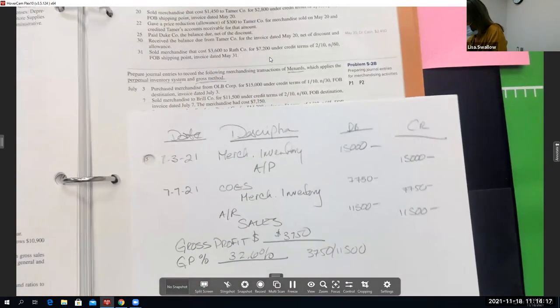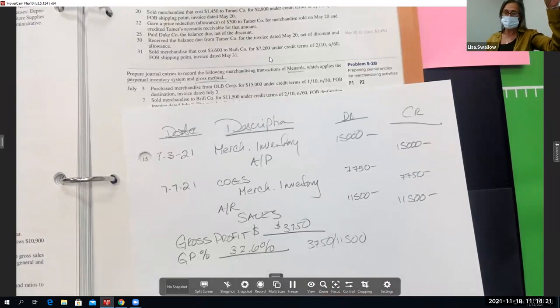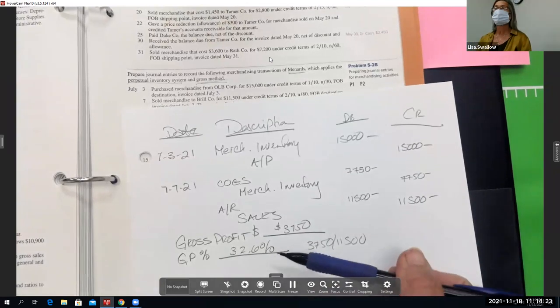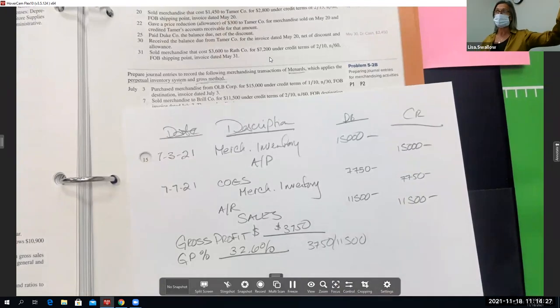Okay. So for every dollar of sales, I've got 32.6 cents to cover all the rest of my expenses and my net income. Does that make sense? Do you think that's a number that's watched pretty carefully?